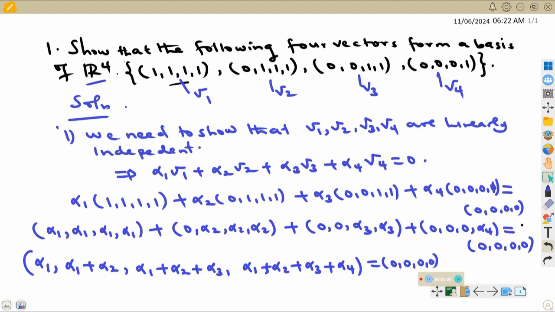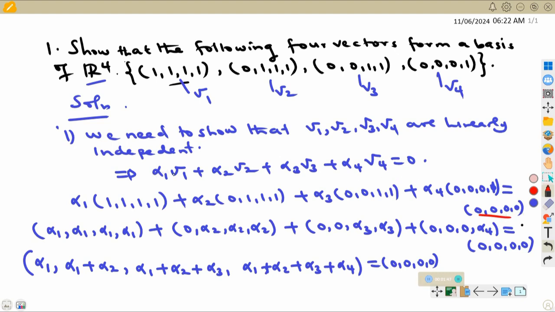In order to show that they are linearly independent, we shall need to show that when we take the linear combination of these vectors, V1, V2, V3, and V4, equal to 0, that is our major interest. So for that case, we have our linear combination as alpha 1 V1 plus alpha 2 V2 plus alpha 3 V3 plus alpha 4 V4 equaling 0. But what is a 0 in R4? The 0 in R4 is actually 0, 0, 0, 0.